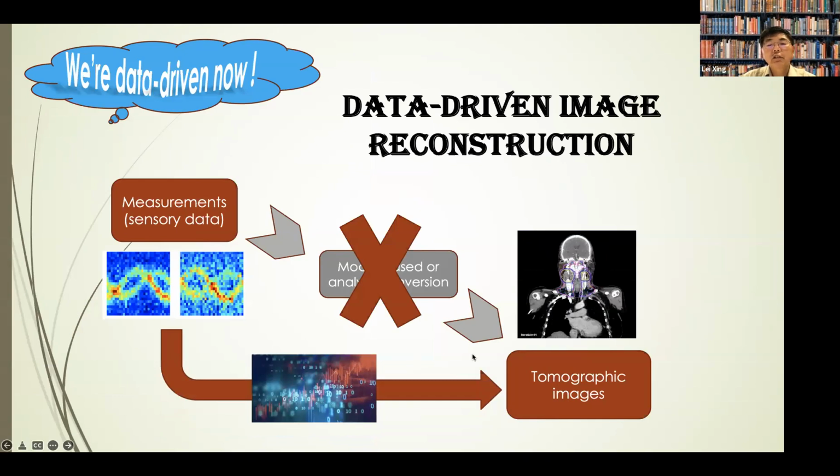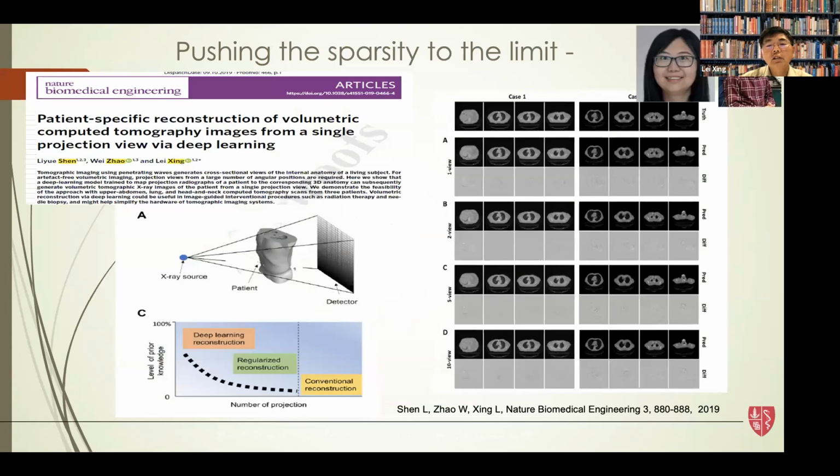So with the data-driven approach, this is really what deep learning can do for us. We can just use deep learning to map the measurement data to the image. But even more, we don't need that many measurement data. So we can reduce that significantly, by an order of magnitude. Well, why can you come up with a good image without enough measurement, or without enough sampling? Well, because you have prior knowledge, right? You can get a lot of information from previous patients and then utilize that information.